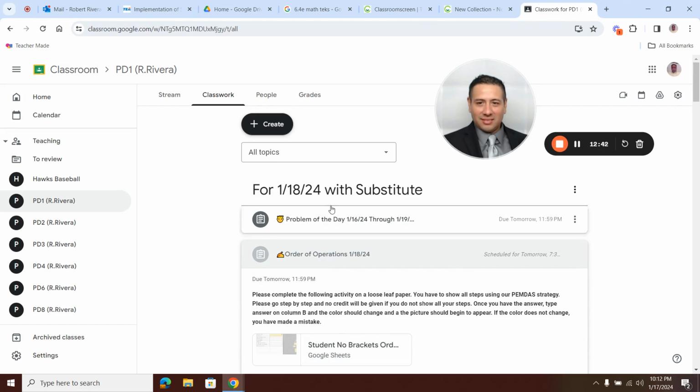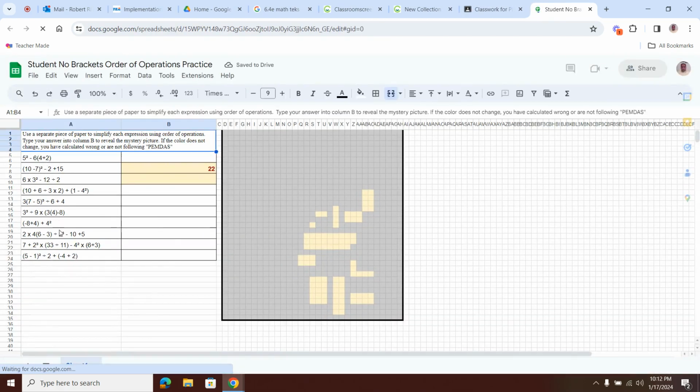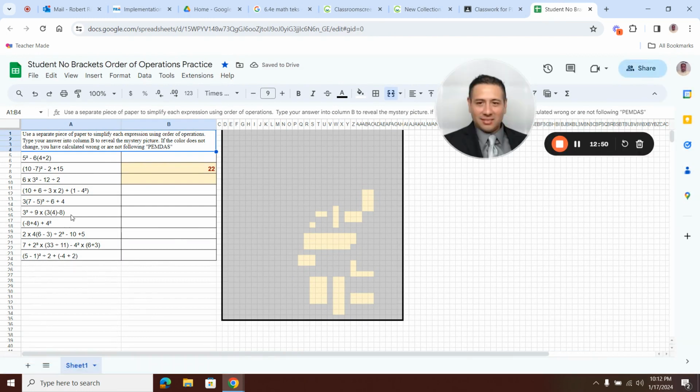So if you don't have a device, make sure that before you leave, you copy the problems quickly on the paper. So let me make sure that you can read them because I know some of them are kind of small. The first one is 5 to the second power minus 6 times, the parentheses means times, 4 plus 2 close parentheses. The next one is 10 minus 7 in parentheses to the second power minus 2 plus 15. That's the one we just did. The next one is 6 times 3 squared to the second power minus 12 divided by 2.